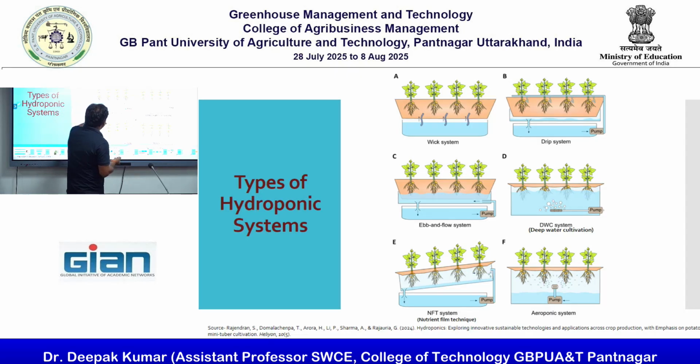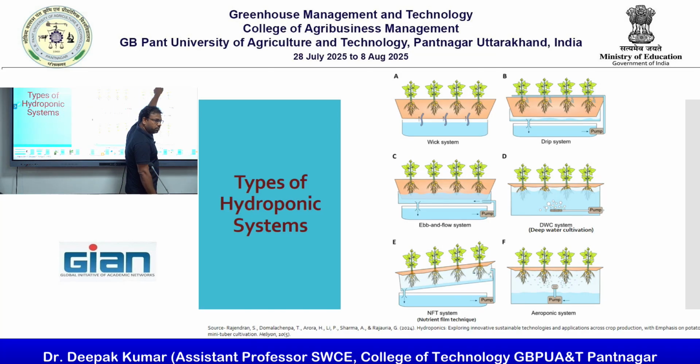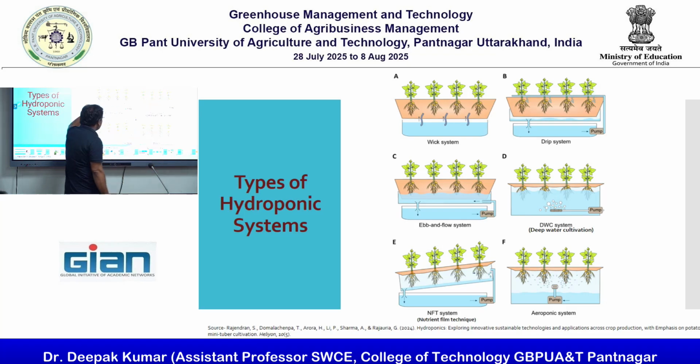Now, what is this ebb and flow system? In this, we have to maintain some depth of water with the root, and there must be a continuous flow of water. In these two systems, there is not a continuous flow of water, isn't it? In this system, there is a continuous flow of nutrition and water, and we are using a pump here.